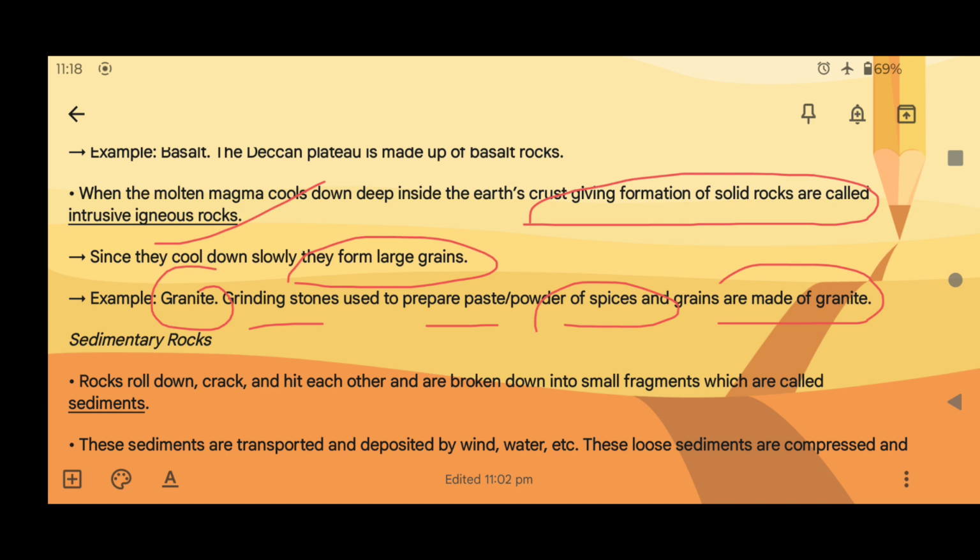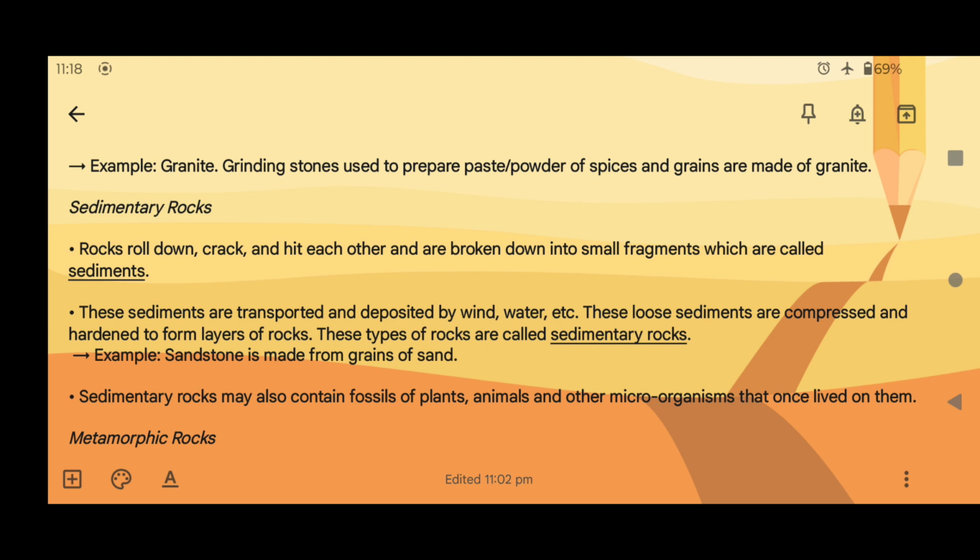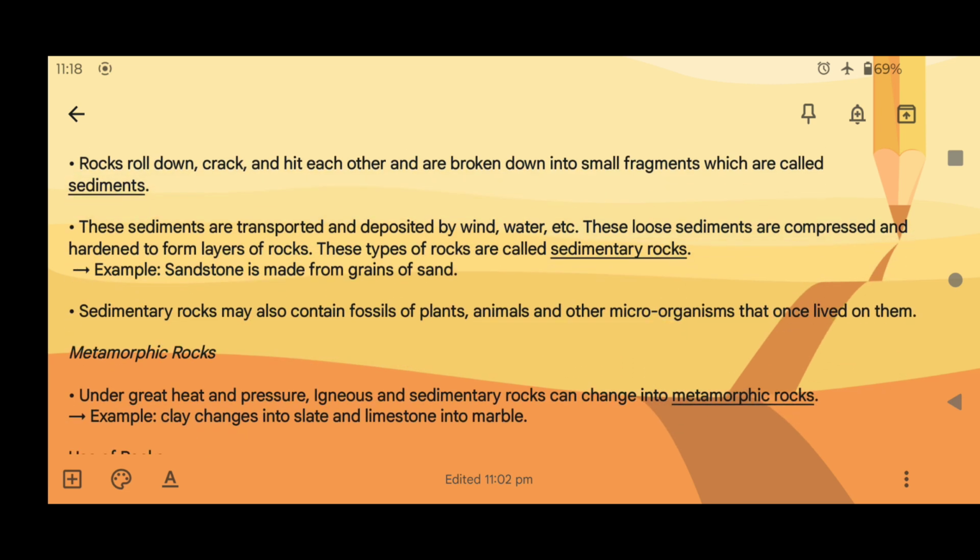Sedimentary rocks. Rocks roll down, crack and hit each other, and are broken down into small fragments which are called sediments. These sediments are transported and deposited by wind, water, etc. These loose sediments are compressed and hardened to form a layer of rocks. These types of rocks are called sedimentary rocks. Example, sandstone is made from grains of sand. Sedimentary rocks may also contain fossils of plants, animals, and other microorganisms that once lived on them.